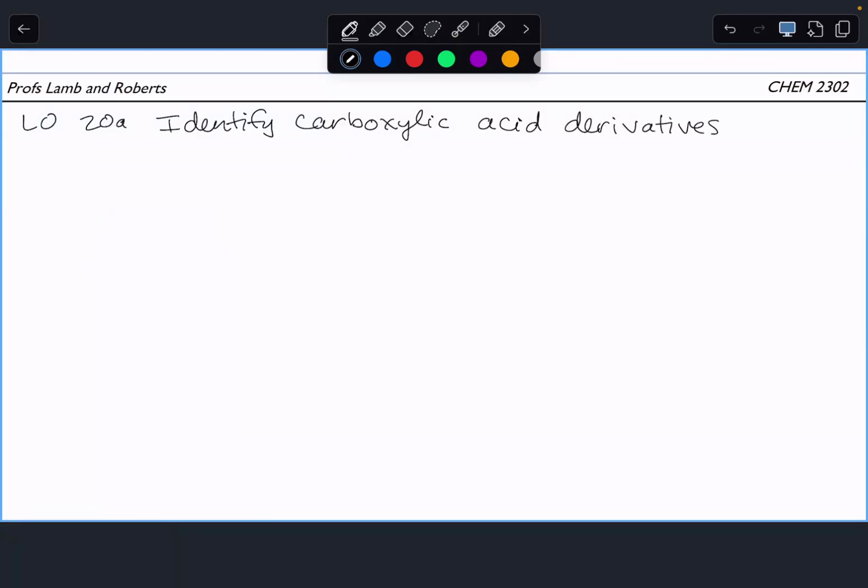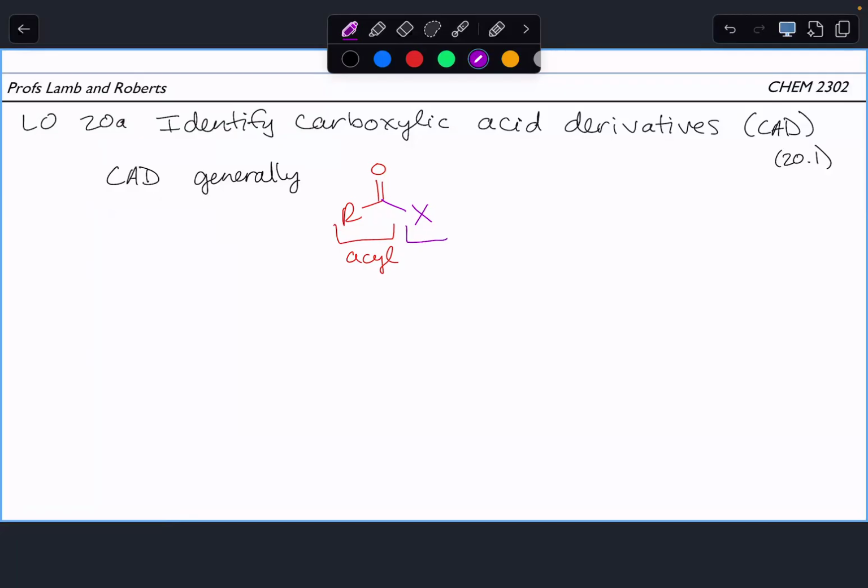I will often abbreviate that as CAD, carboxylic acid derivatives, because it's annoying to write out a lot. First, let's just know what we're looking at. So CADs generally have the form that looks like this. This red part here is an acyl group. Think about Friedel-Crafts acylation, you've seen that motif before, acyl group. And then we have this X group.